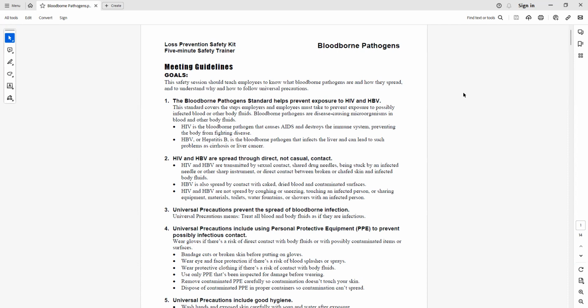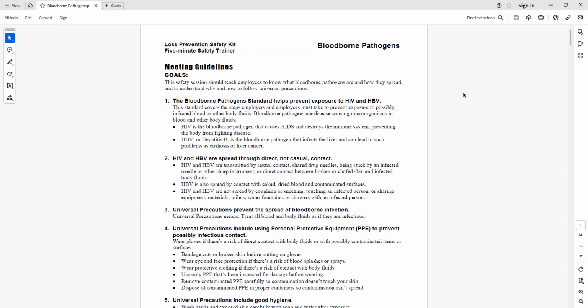Number 2, HIV and HBV are spread through direct, not casual contact. HIV and HBV are transmitted by sexual contact, shared drug needles, being stuck by an infected needle or other sharp instrument, or direct contact between broken or shaved skin and infected body fluids. HBV is also spread by contact with caked, dried blood and contaminated surfaces. HIV and HBV are not spread by coughing or sneezing, touching an infected person, or sharing equipment, materials, toilets, water fountains, or showers with an infected person.